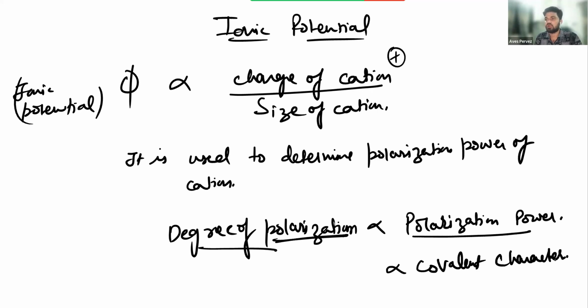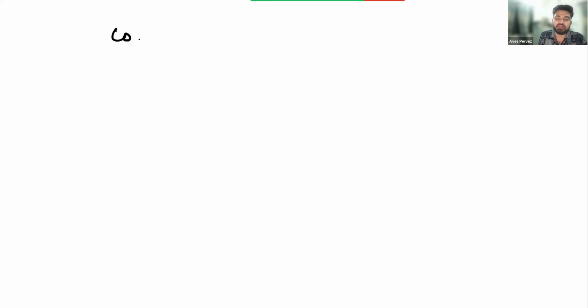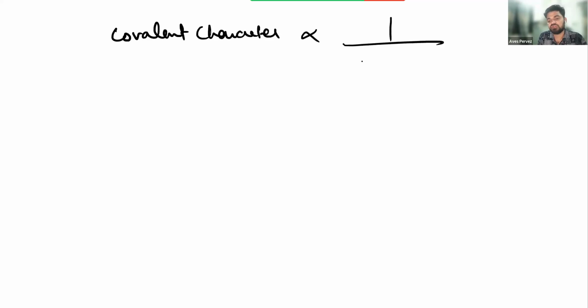Yes. Okay. So I have told you that the more the degree of polarization, the more the covalent character. And you know that covalent character is inversely proportional to ionic character. So we can say that if this is increasing, then this will automatically decrease. And you know that if polarization power increases, then covalent character increases. And if the covalent character increases, the ionic character decreases.